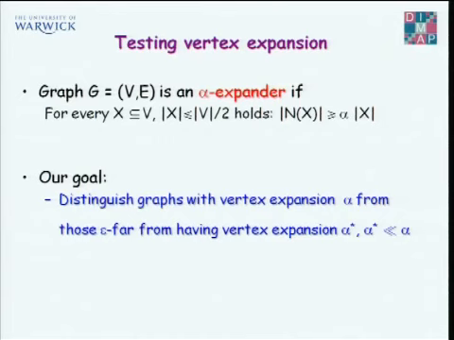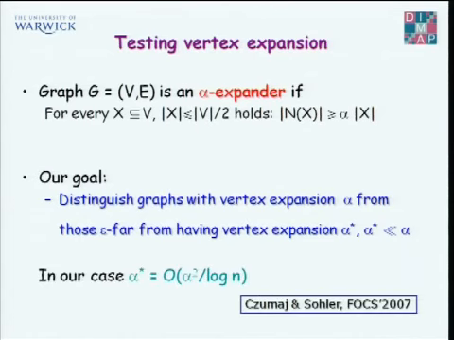So our goal is, this is perhaps another thing: we don't really want to distinguish an alpha expander from a graph which is far away from an alpha expander. We're making some more relaxation. We want to distinguish between alpha expanders and graphs epsilon far from an alpha star expander, where alpha star is much smaller than alpha, unfortunately. First I will give you some, I believe, not very complicated arguments for how you can get this alpha star of order alpha squared over log n. And then I'll mention briefly how this can be improved.